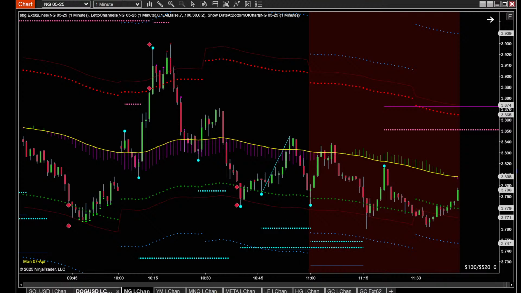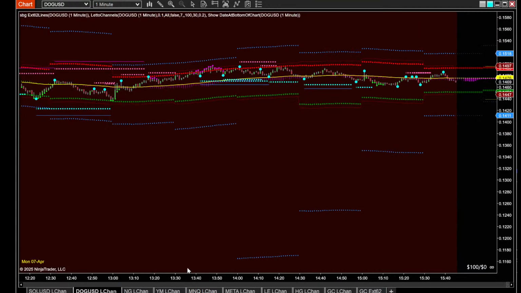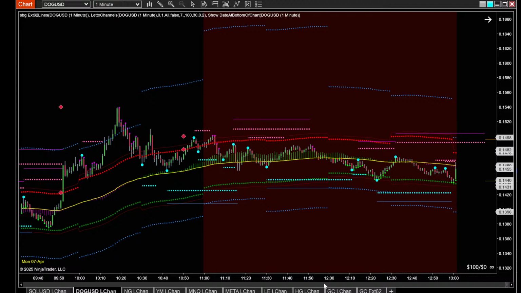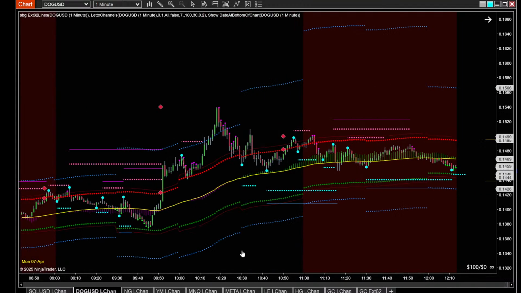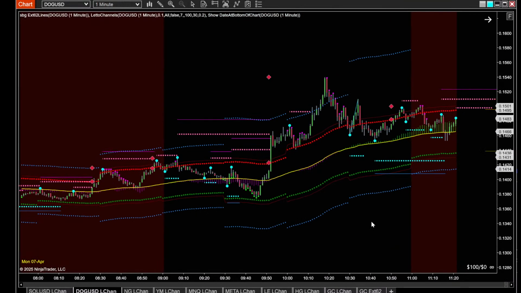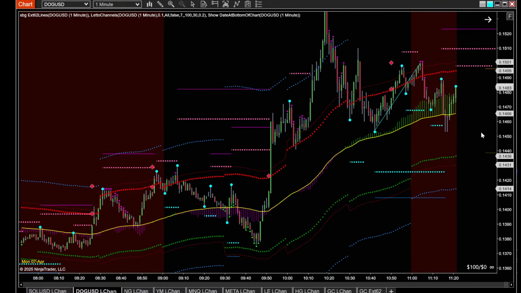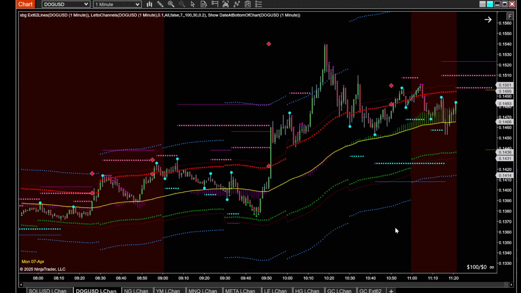Let's take a look at some cryptocurrencies. Now, not everybody realizes that NinjaTrader has a free cryptocurrency data feed from Coinbase, so feel free to connect to that. But if you're following the crypto markets, they have just been spectacular with trading opportunities.